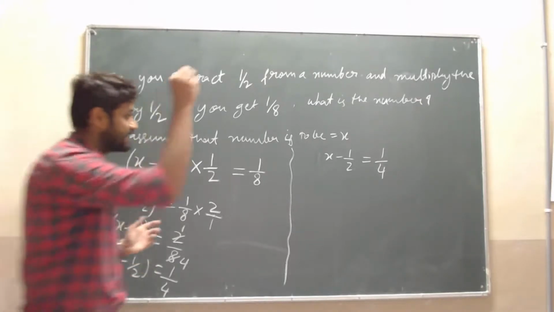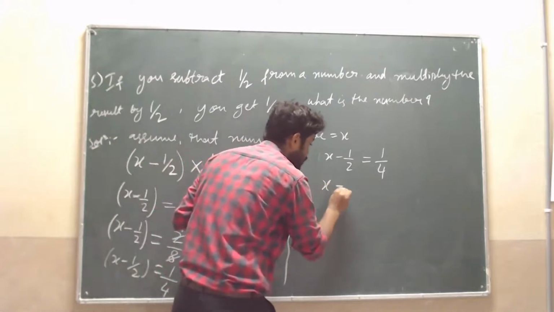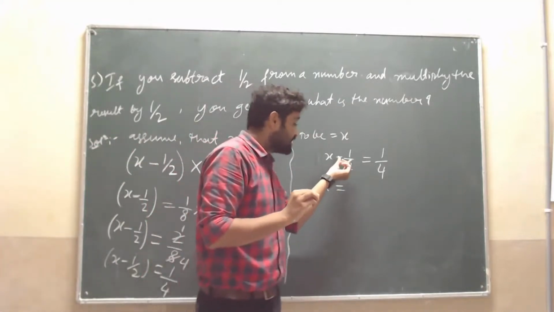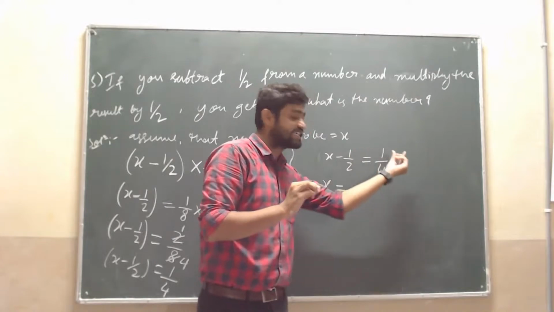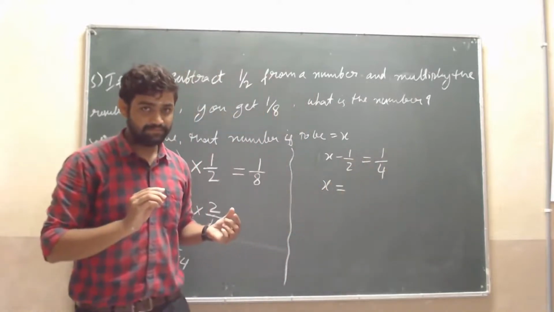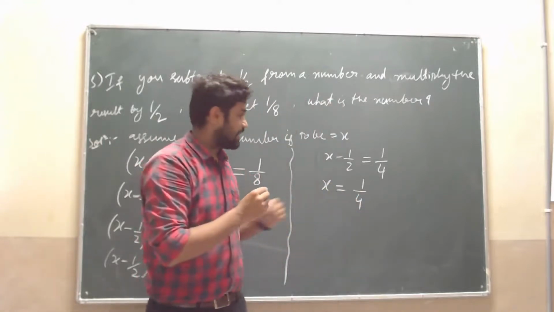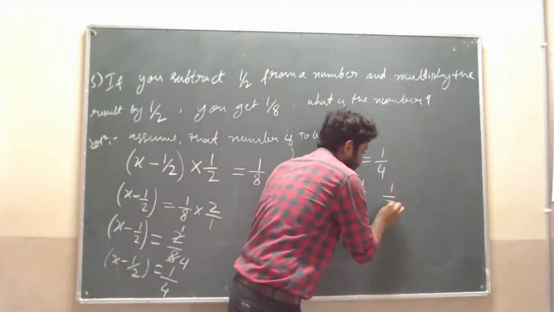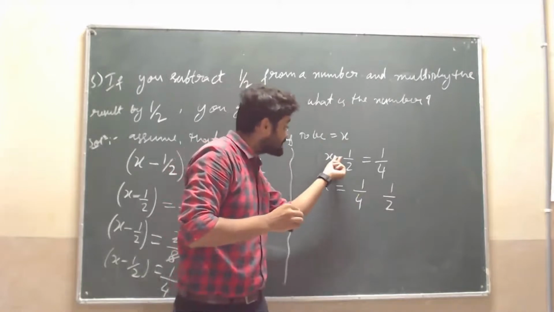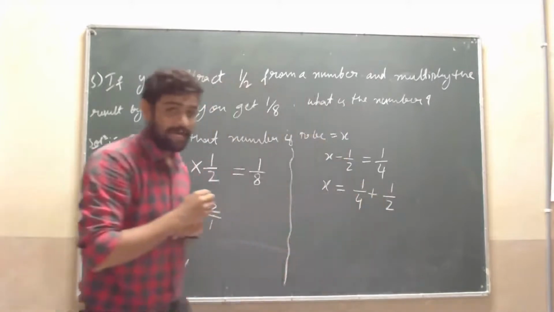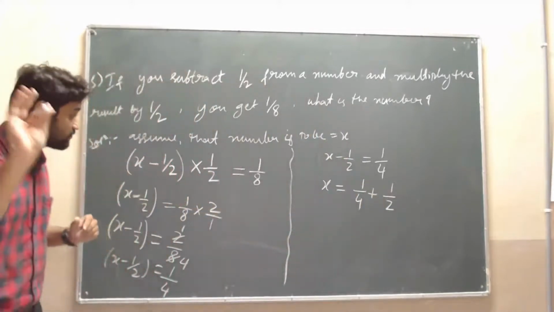Okay? Yes, see here. x is equal to, I will transpose this 1 by 2 to this side. What will it become? See here, 1 by 4 is here, and 1 by 2 becomes here. And minus changes to plus. Minus changes to plus. See here, don't get confused.